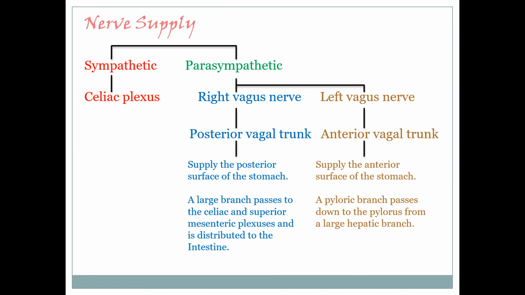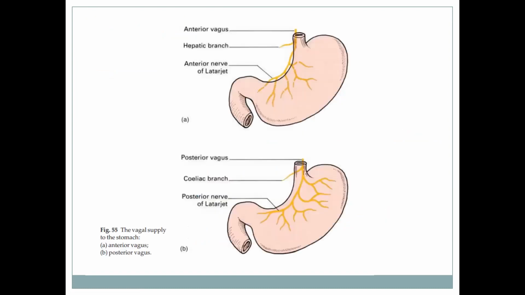It supplies the anterior surface of the stomach, and a very large pyloric branch passes down to the pylorus from a large hepatic branch. These two pictures show the distribution of the anterior vagus in the upper picture and the posterior vagus in the lower picture.